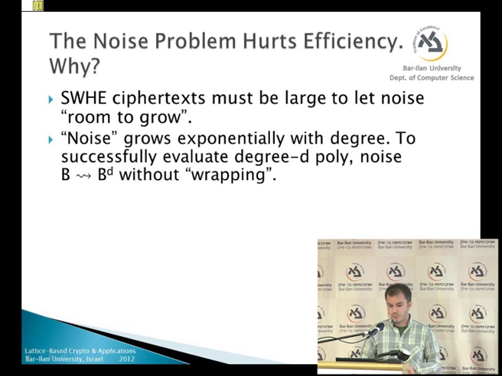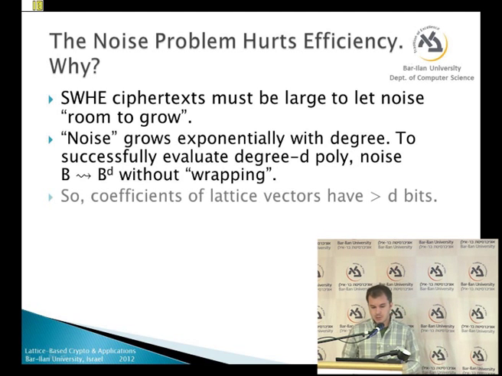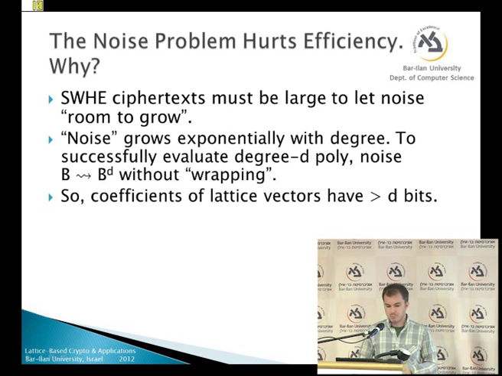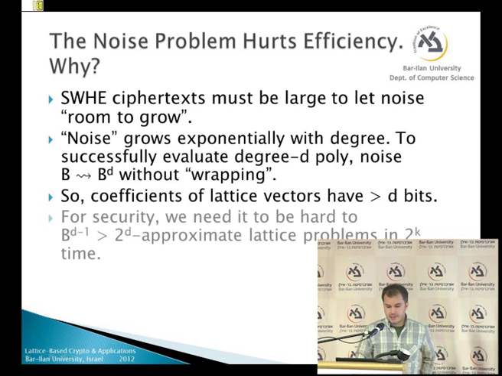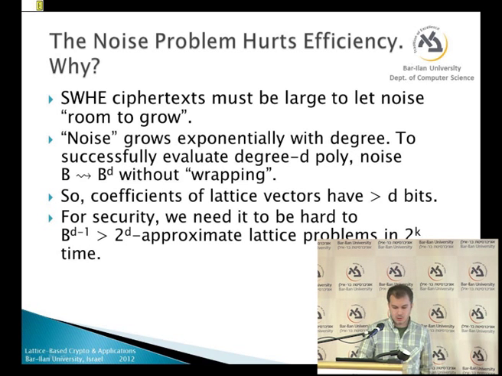Right? Okay. So the individual coefficients are going to be really big because they look kind of random in a ciphertext. They look random modulo q. So each individual coefficient has more than d bits. And also for security, a big d hits us there too in terms of the lattice dimension that we actually need for security. So we need it to be hard to approximate basically b to the d minus 1 LWE.